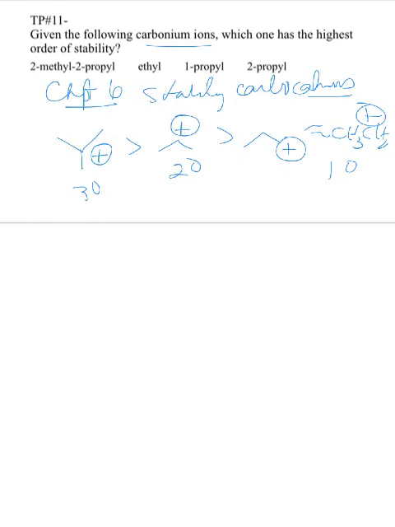So I think I even wrote out the answer for you. So 2-methyl, 2-propyl. So 1, 2, 3. So you can see that this one is 2-methyl, 2-propyl. Ethyl is this compound right here. That's ethyl, and it's primary. 1-propyl is this compound here, and then this is 2-propyl.